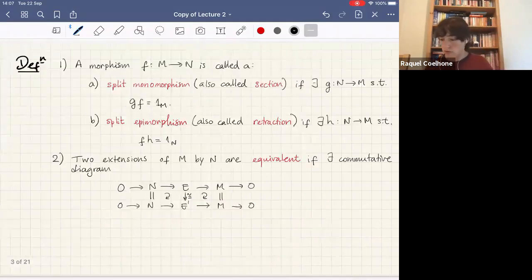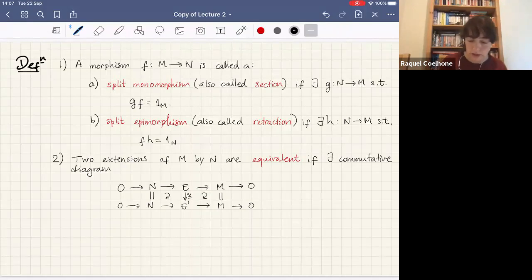Right. So now I'm going to define a special, well, what I said before, a not very interesting short exact sequence. For this, I need these definitions. So a morphism f from M to N is a split mono. You can also see in the literature "section", but I prefer this expression because it already says that it is a monomorphism, for example.